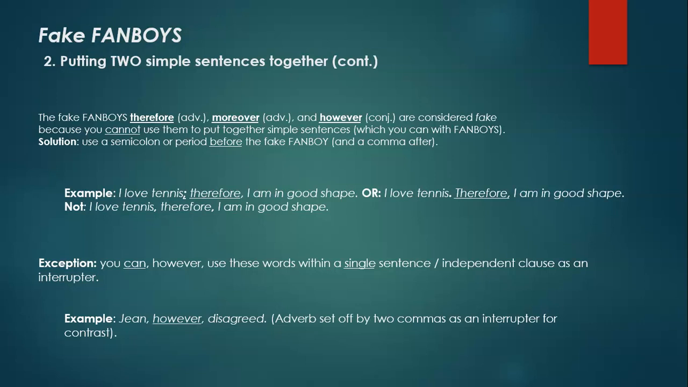Example, I love tennis, semicolon, therefore I am in good shape. Or, I love tennis, period, therefore, comma, I am in good shape. Not, I love tennis, therefore, I am in good shape. Exception. You can, however, use these words within a single sentence or independent clause as an interrupter. Example, Jean, however, disagreed. The adverb is set off by two commas as an interrupter for contrast in this sentence.